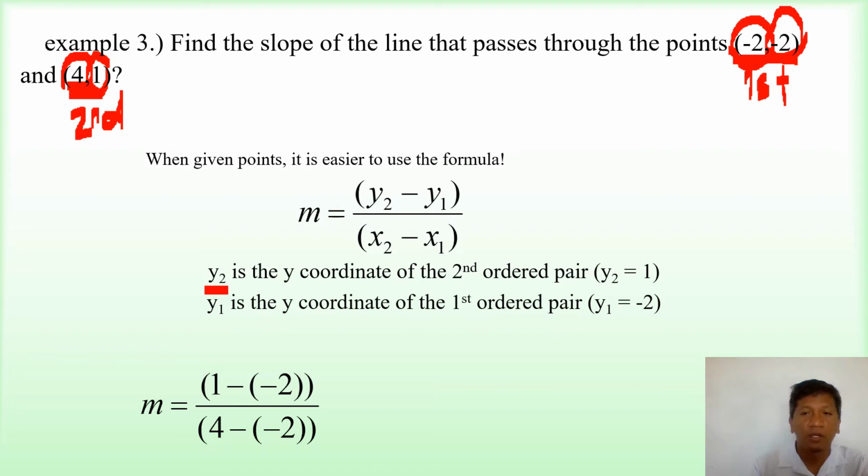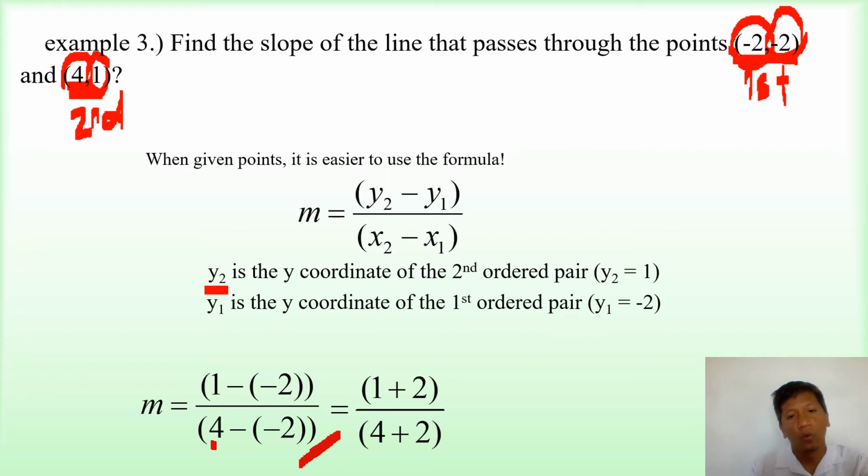So substitute the given value of y sub 2, y sub 1, x sub 2, x sub 1 to our formula, we arrive at this one. Yan siya. Magiging 1 minus -2 over 4 minus -2. That is equal to 1 plus 2 all over 4 plus 2. And 1 plus 2 is equal to? Correct, 3. And 4 plus 2 is equal to 6. Simplify it. The answer is 1/2.